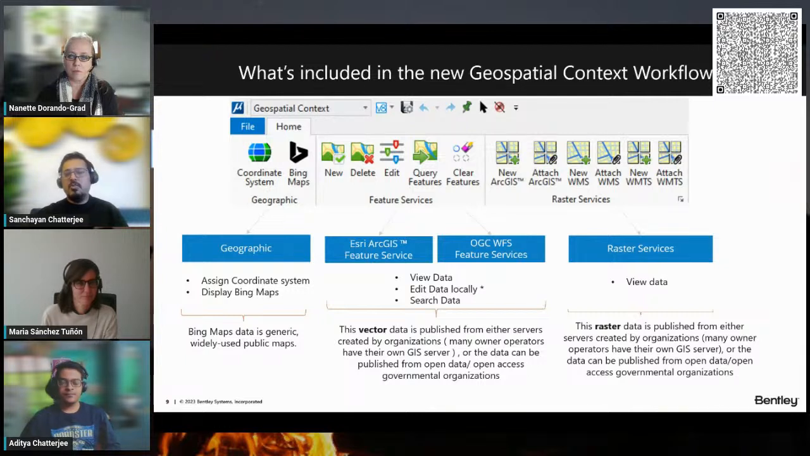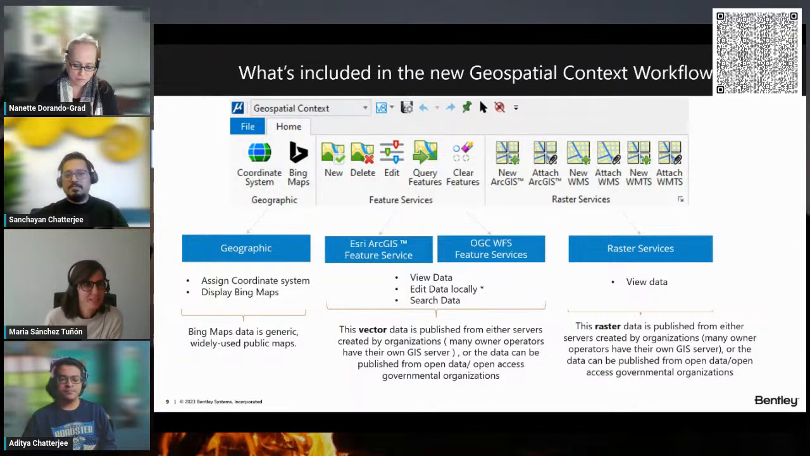Obviously you get a geocoordination system, and within the geocoordination system, you get to work with Google Map, Bing Map, as well as Google Earth. Now, why is this important? Because this data is generic data and it is widely used by the public. The next features that you get are the ArcGIS feature service and the OGC feature services.